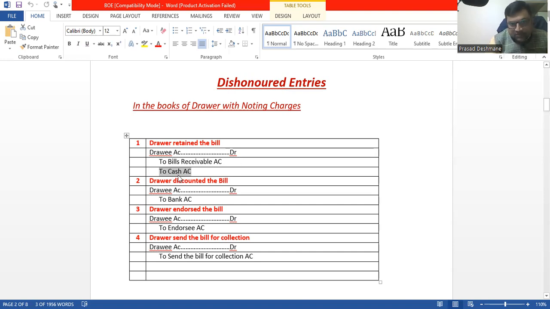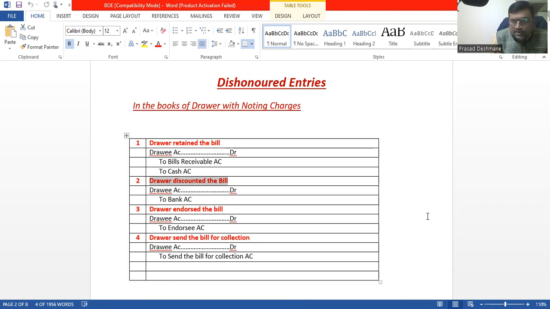Okay. Next one. If the drawer discounted the bill and the bill is dishonored with noting charges, what will be the entry? Drawee account debit to bank. Okay. Third one, if the drawer endorsed the bill, what is the dishonored entry with noting charges? Drawee account debit to endorsee. And the fourth case, the drawer sent the bill for collection. In that case, drawee account debit to BSFC, bills sent for collection.